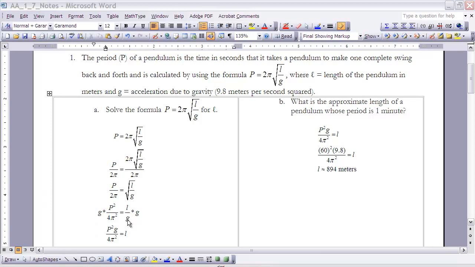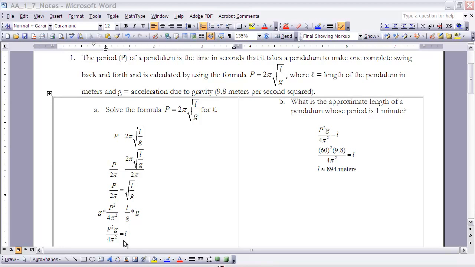Now, if I want to get L by itself, the only thing left is to get rid of this division. If I'm going to get rid of dividing by g, I'm going to do the inverse operation, which is to multiply by g. So I'm going to multiply both sides by g. Well, g is like g over 1, so when I take p squared over 4 pi squared times g, that's like putting the g on top with p squared. So it'd be p squared g over 4 pi squared is equal to L, and now we've solved it for L. We've done exactly what we wanted to do, and that was get L by itself.